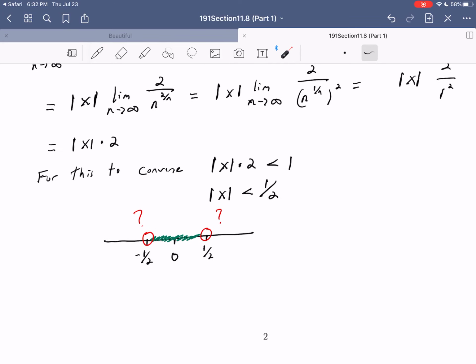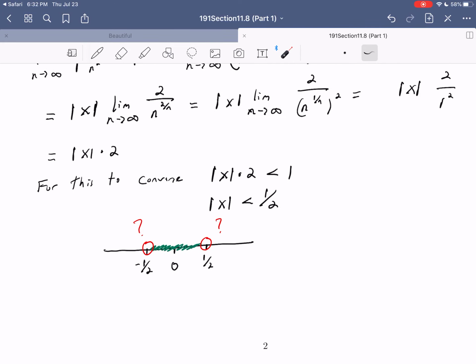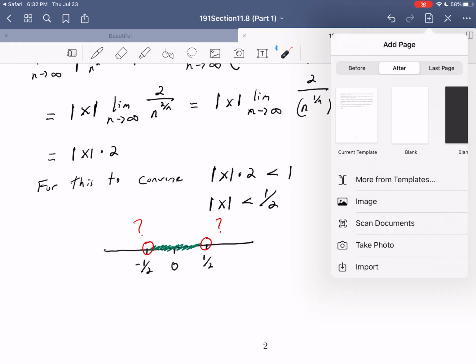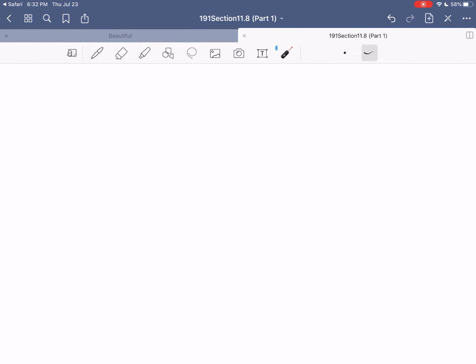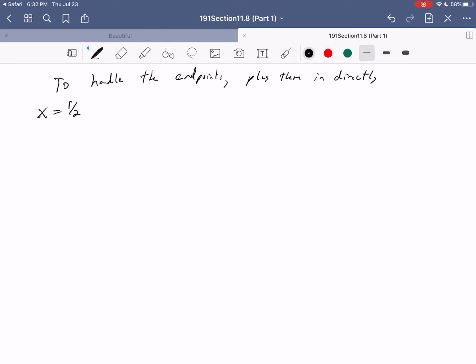Well, luckily, we can analyze that just directly by plugging in these endpoints. So let's give ourselves another page to work at. Okay. So to handle the endpoints, plug them in directly. So one of the endpoints was x equals 1/2. So let's plug that in to our power series.